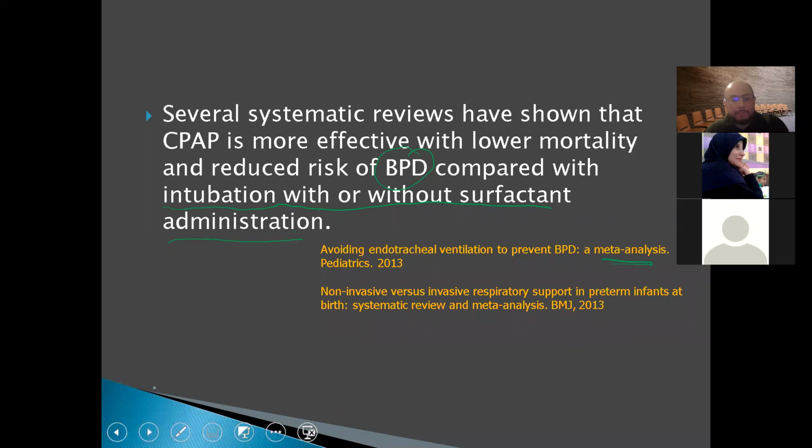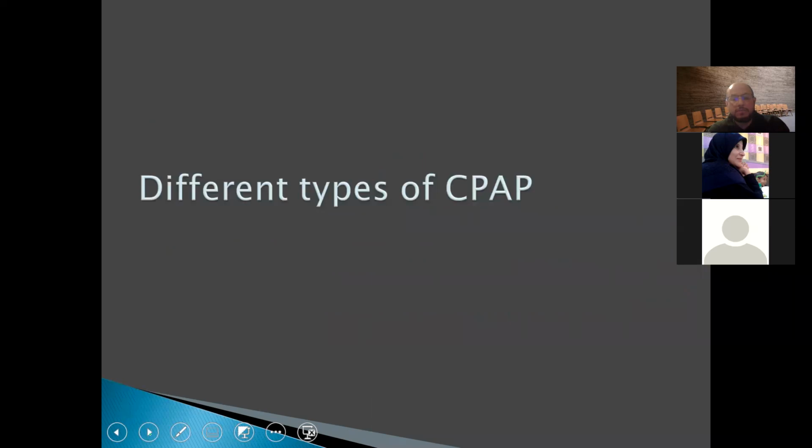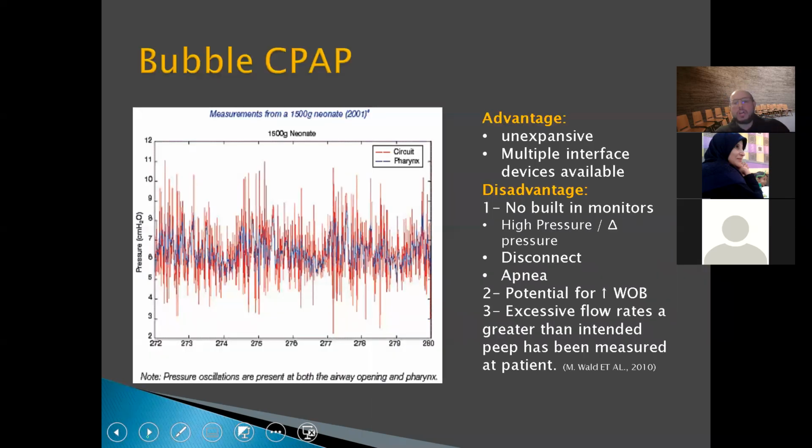Okay, so we will talk about bubble CPAP. The way it generates pressure is a bubbling, like high frequency, with variation. If you look at the y-axis, it's the pressure, and then the timing, and you can see the pressure generated is fluctuating.